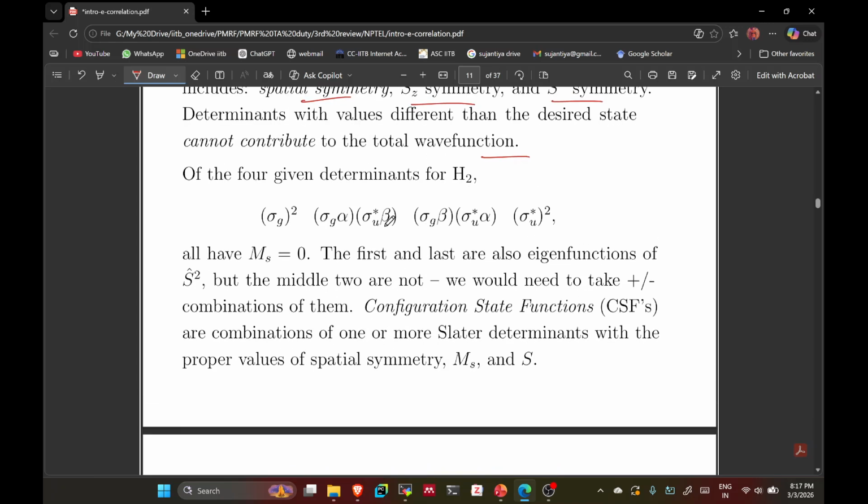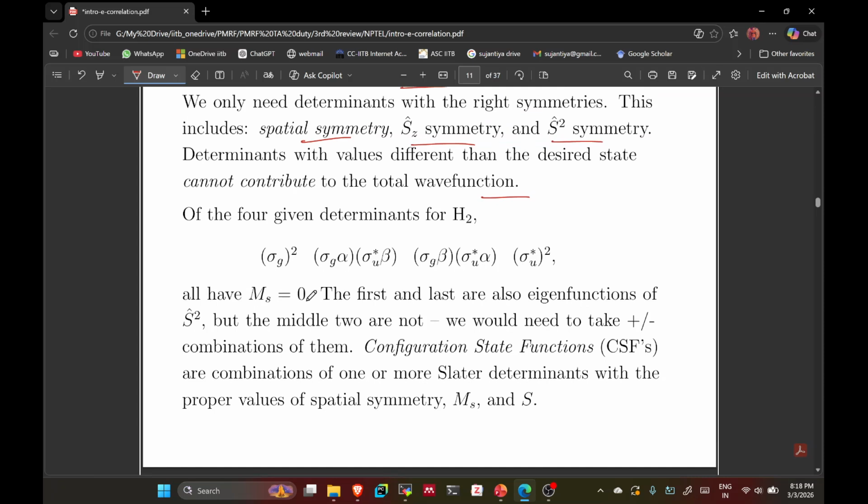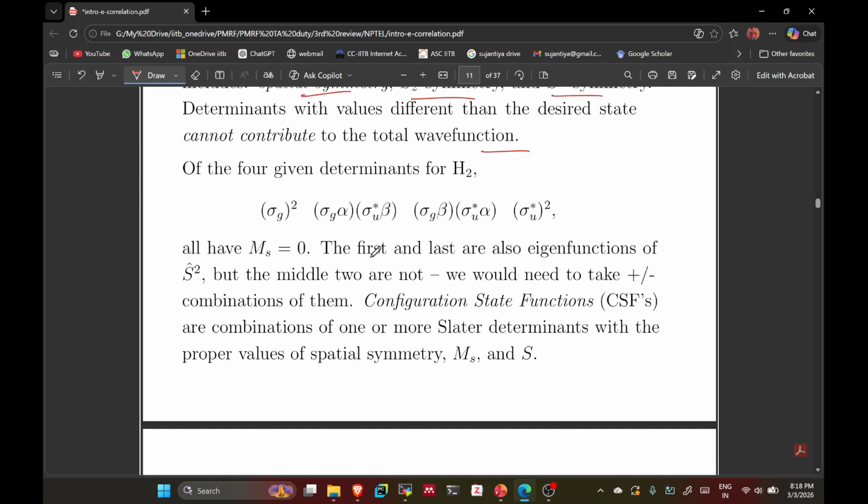In one of our live sessions, we talked about how you can write S squared as S plus, S minus, and Sz. If you operate S squared individually on this determinant and this determinant, your S squared will not come out the way you want. So in that case you have to take a linear combination, either a plus combination or a minus combination. That will give you a triplet or singlet state, whichever state you are looking at.